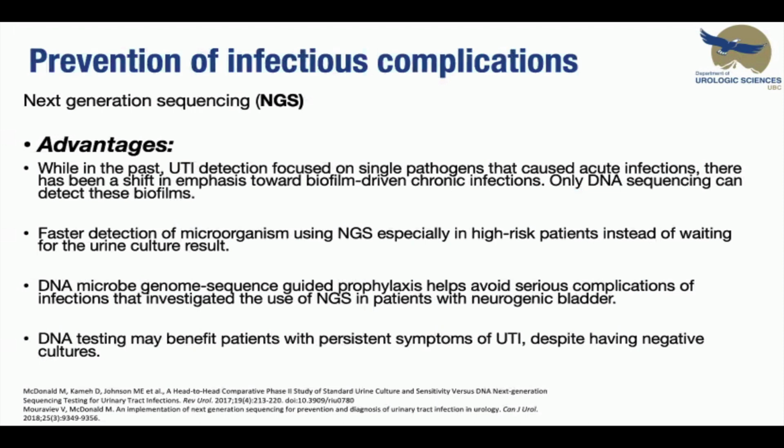There have been several proven uses and benefits. While in the past, UTI detection focused on single pathogens that cause acute infection, there has been a shift in emphasis toward biofilm-driven chronic infection, which only DNA sequencing can detect. Faster detection of microorganisms, especially in high-risk patients, instead of waiting for urine culture results. DNA microbe genome sequence guided prophylaxis helps avoid serious complications of infection, and investigators studied the use of NGS in patients with neurogenic bladder. DNA testing with NGS technology may benefit patients with persistent symptoms of UTI despite having negative cultures.